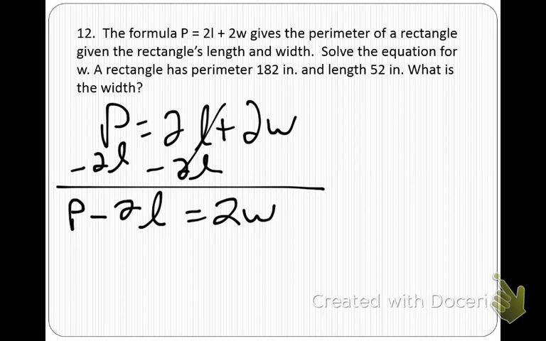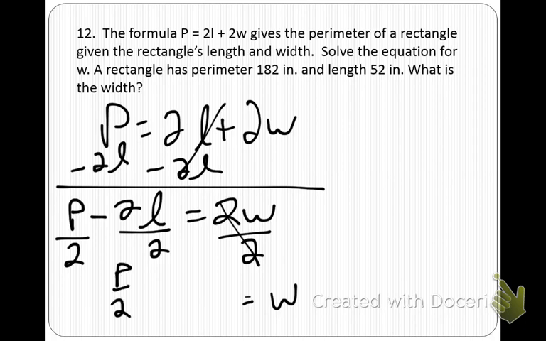And then we're not done here. The W is still not all by itself. We've got to get rid of that 2. We've got to divide through by 2. Since that's 2 times W, we're going to divide through by the 2. And so we're left with W equals, so P over 2. These two are going to divide out. 2 divided by 2 is 1. And so we're left with P over 2 minus L. Okay? And now we have some information. Everybody okay there?